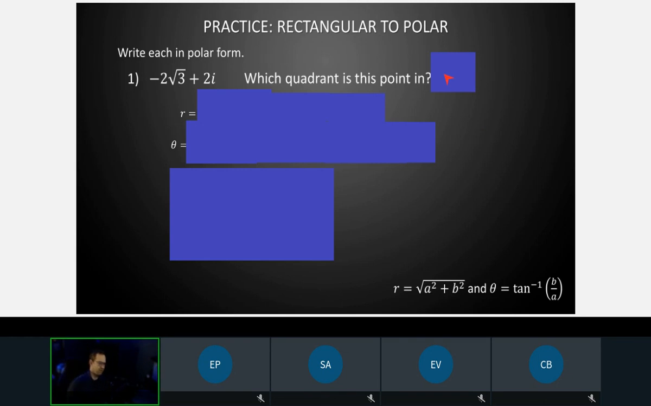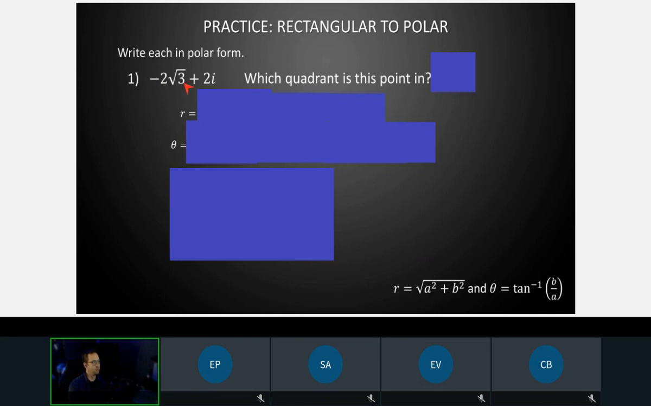A thing that you need to be careful about, and I did talk about this last week: on the Argand plane, it looks like Cartesian, right? The x axis is actually the real axis, and your y is actually the imaginary. So when you do these problems, you need to look at this and determine which quadrant this is in.